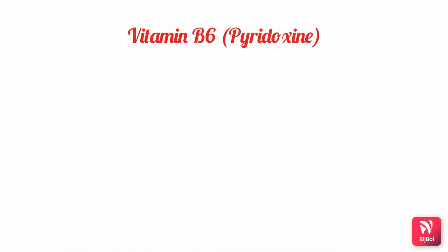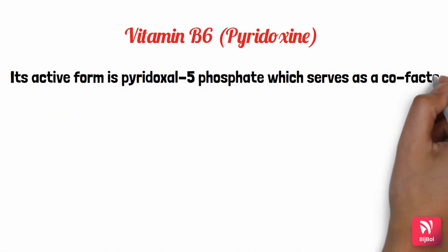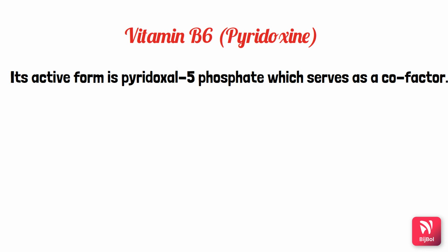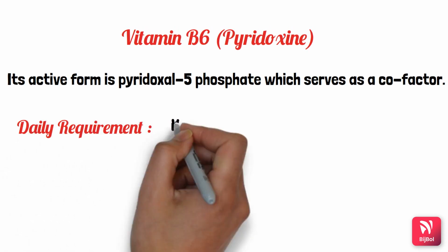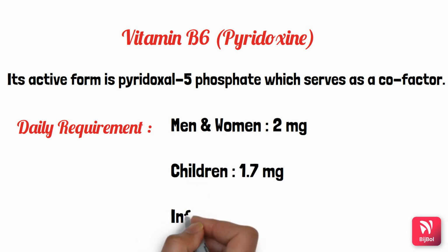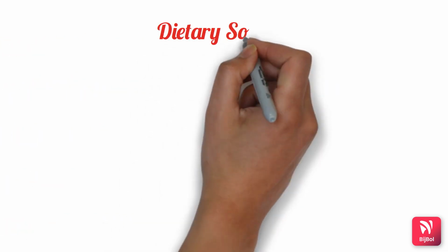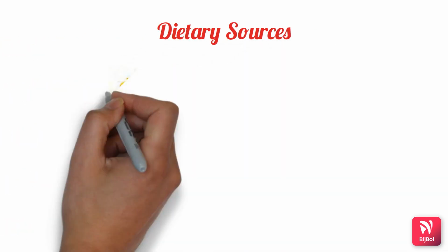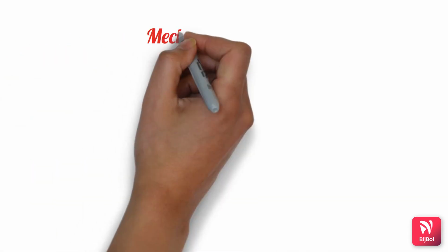Coming to the next B complex vitamin, vitamin B6, which is also called pyridoxine. Its active form is pyridoxal 5-phosphate, which serves as a cofactor. Coming to the daily requirement of vitamin B6, for men and women it is 2 mg, for children it is 1.7 mg, whereas for infants 0.1 to 0.4 mg. Dietary sources include sunflower seeds, potato, banana, walnuts, meats and fortified breads.